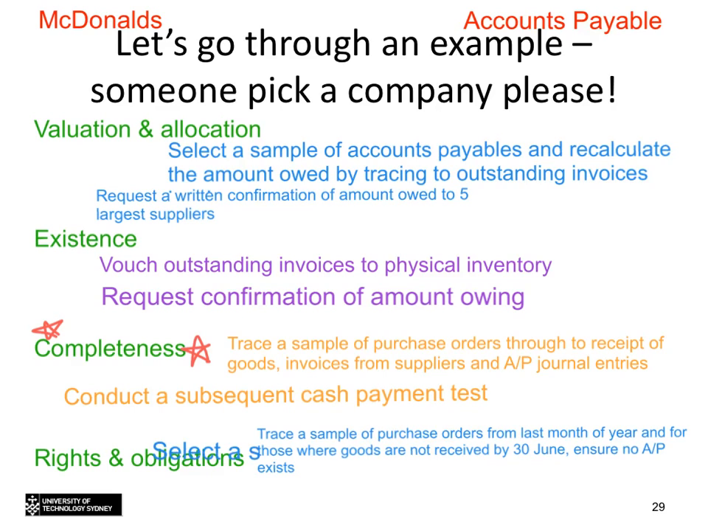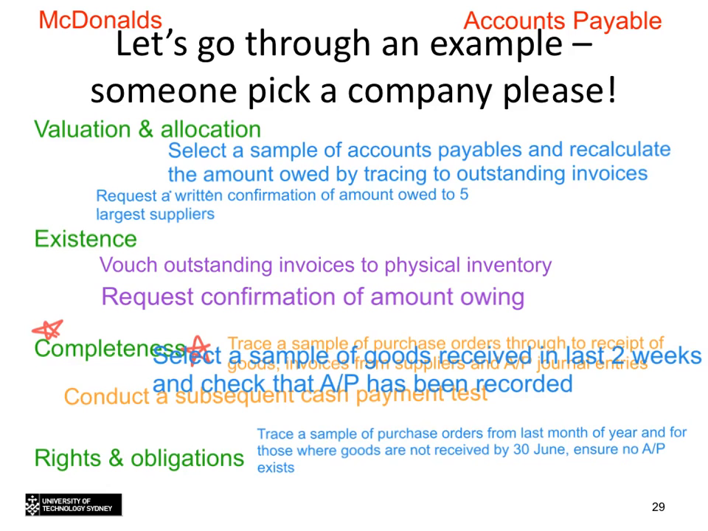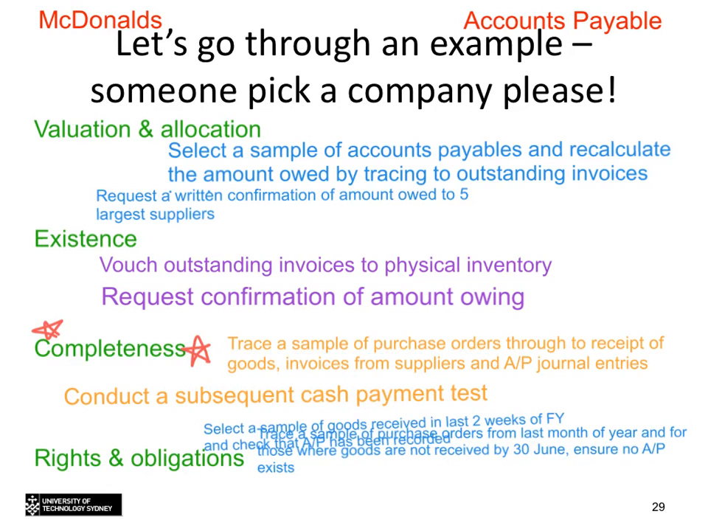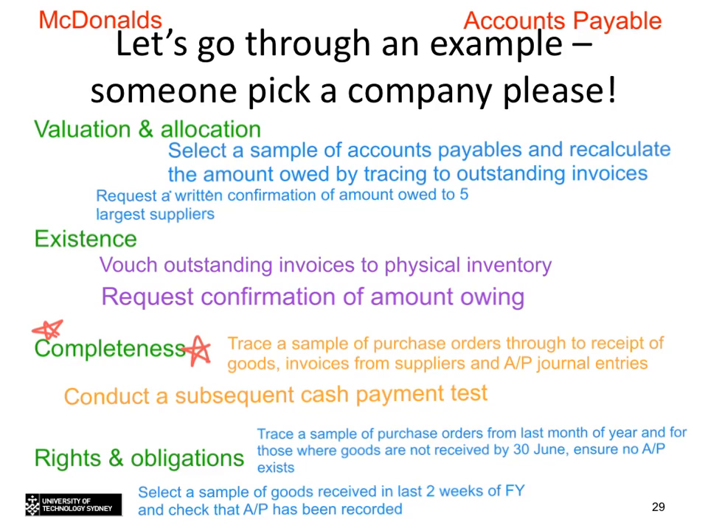Select a sample of goods received in the last 2 weeks of the financial year and check that accounts payable has been recorded. All right, and here is an example of me looking for an actual transaction there. So the first one up here, I'm looking for things that might not be there, or shouldn't be there, and here I'm looking for ones that should be recorded. Does that make sense to everybody?